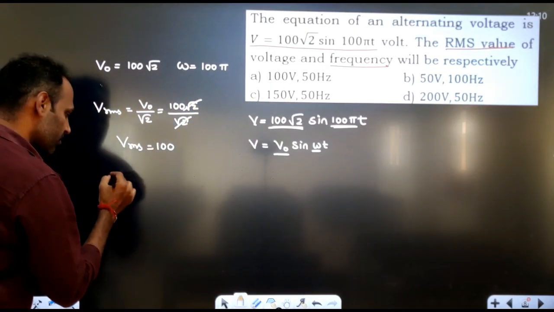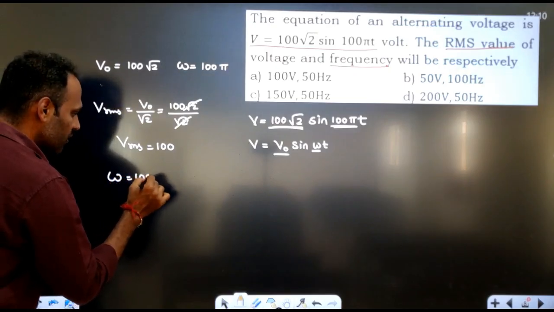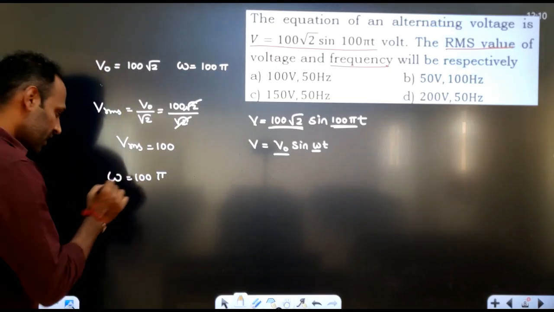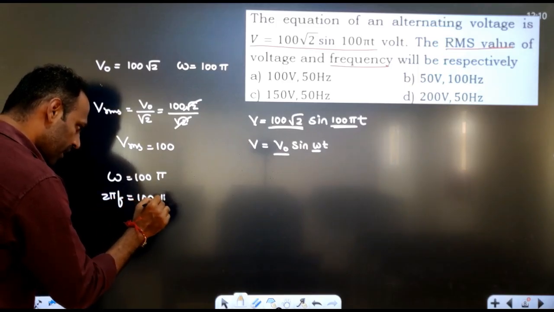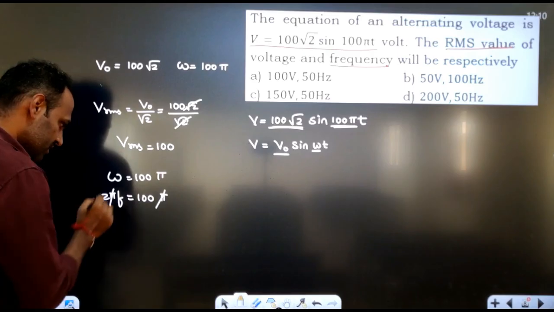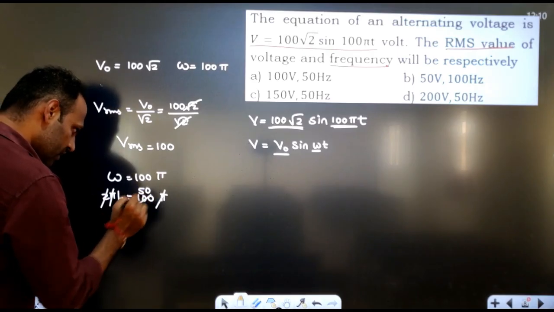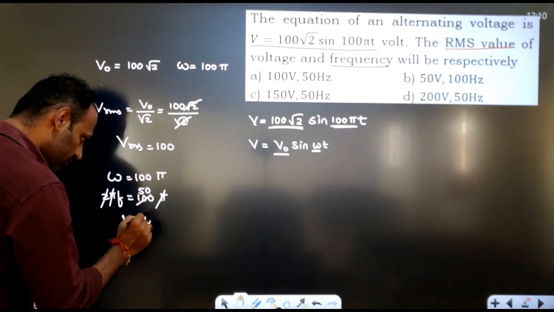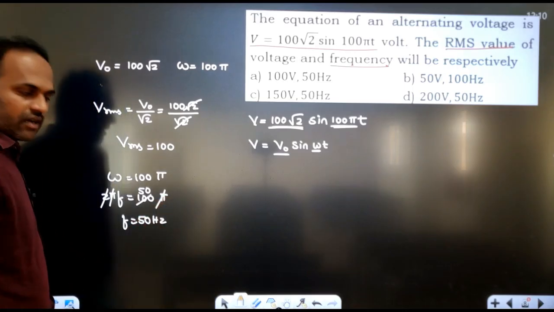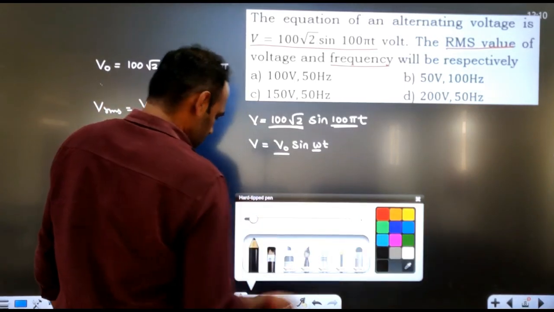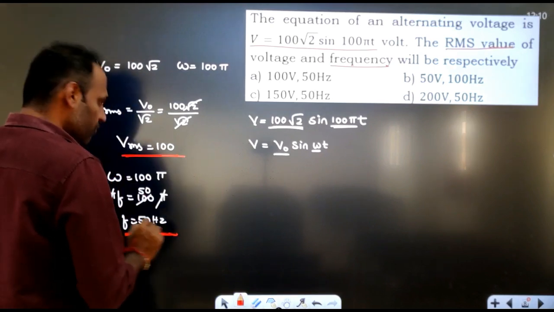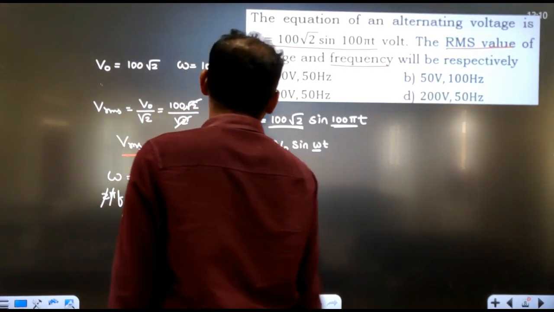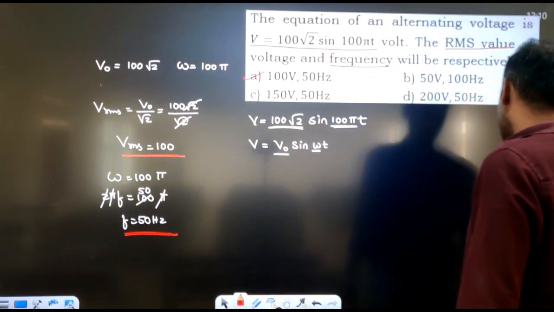Okay, to calculate frequency, ω is given. ω is equal to 100π. The formula for ω is 2πf. So this is 100π. So π and π will get cancelled. 2 ones are 2, 50 is 100. So frequency, how much did I get? I got frequency as 50 hertz. Correct? So these are the answers. VRMS is 100 volt, frequency is 50 hertz. This is how we have to calculate it. Which option is correct? Option A is correct. Let us go to the next question then.